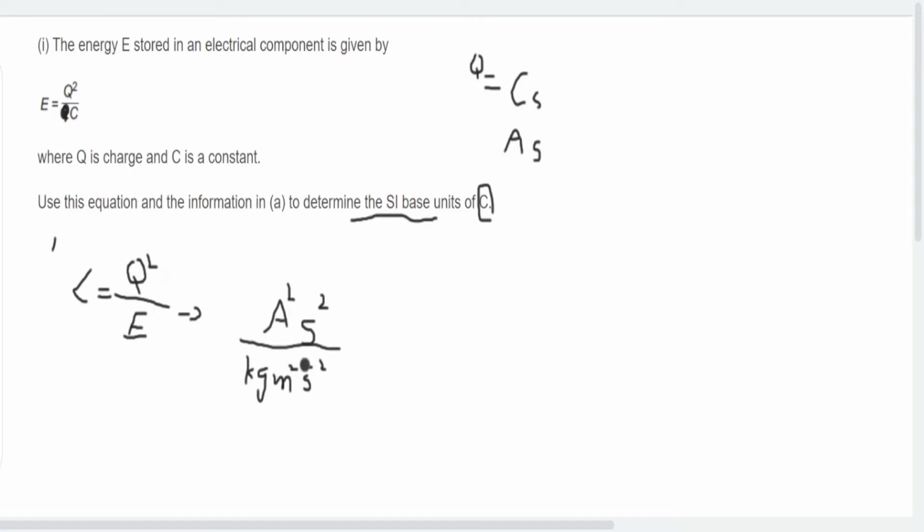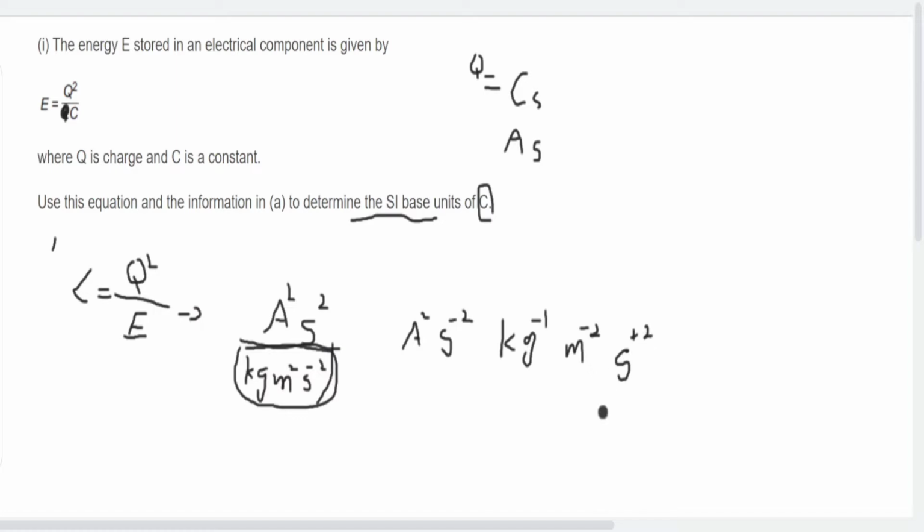I can't leave this here. I need to simplify further. So I'm going to move this entire denominator up, and when I do this, each power that's present on each unit will change to negative. So I get s squared, and kg, instead of being positive 1 becoming negative 1, m² instead of being m positive 2 becoming m negative 2, and s negative 2 will become s positive 2.